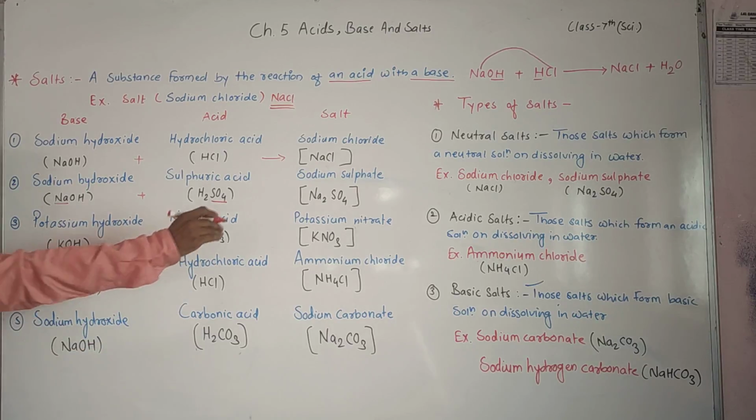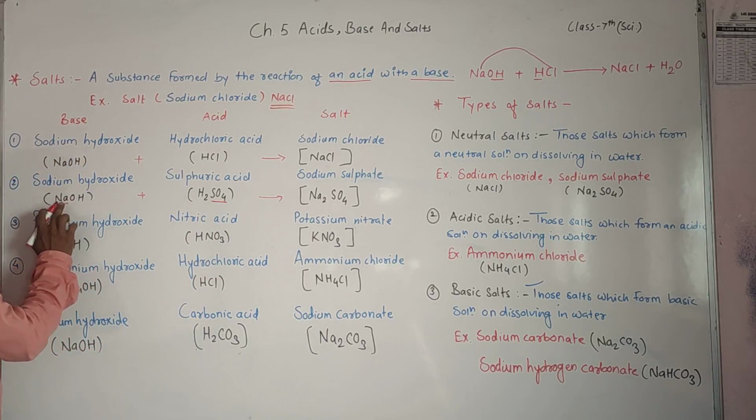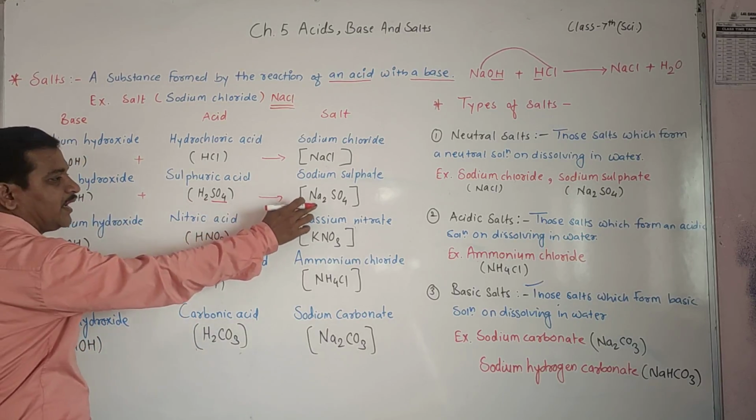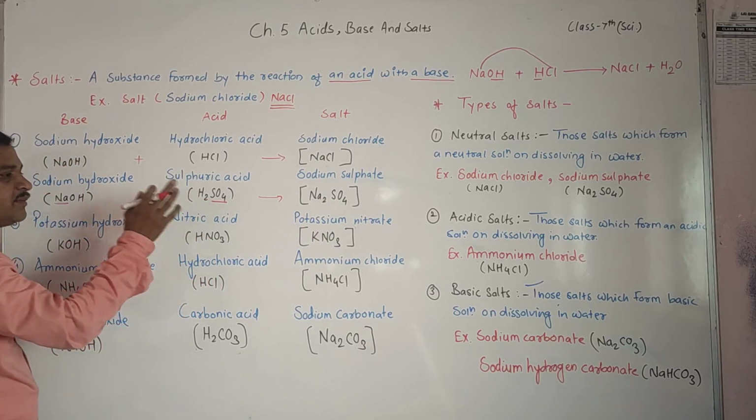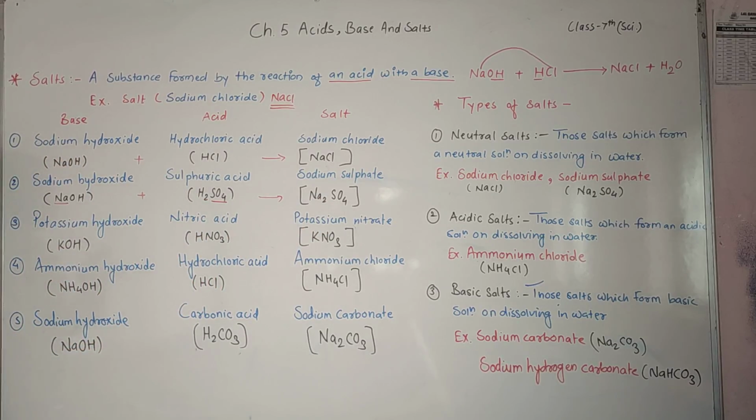Okay. Now see, so what form? So Na combines with SO4, so Na2SO4, and what is remain? H2. This is very simple. Clear? Now next base, potassium hydroxide.